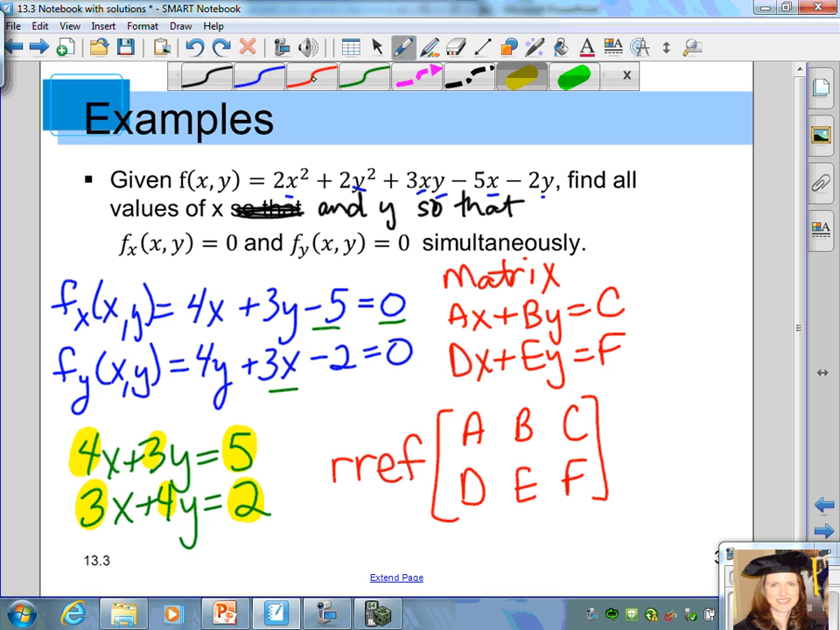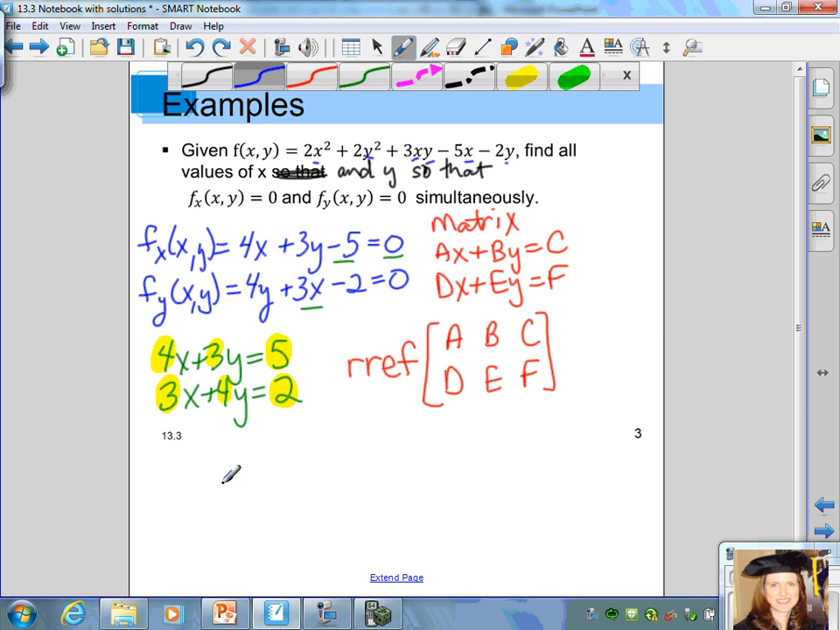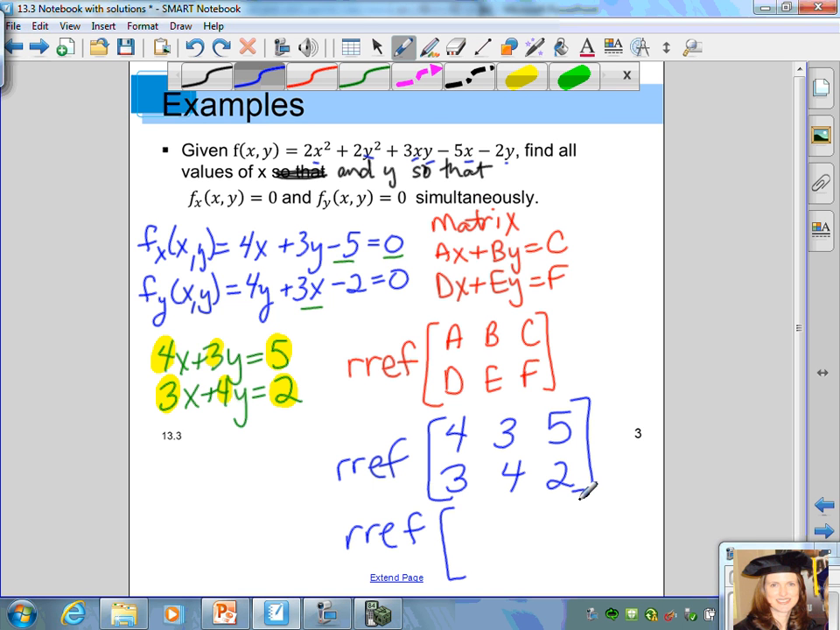So we want to build a matrix, and then we're going to reduce row echelon form, RREF, the matrix that has these coefficients 4, 3, 5, and 3, 4, 2. Solving this system of equations by reducing the rows here, we're going to end up with a matrix with 1, 0, and then some number here, 0, 1, and then some number here. So let me show you this part on the graphing calculator.